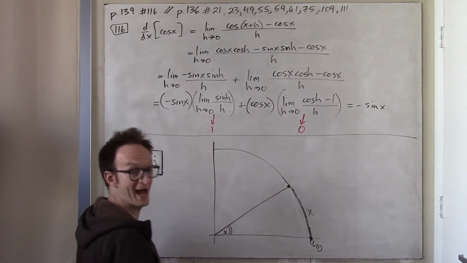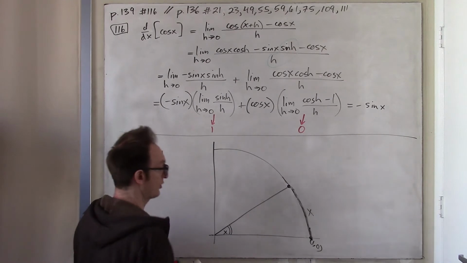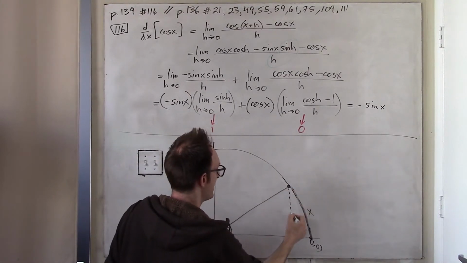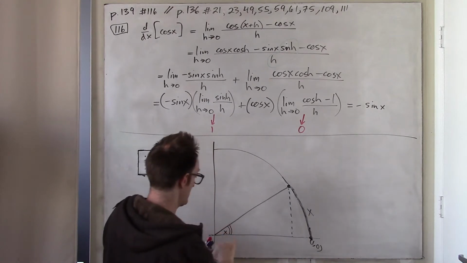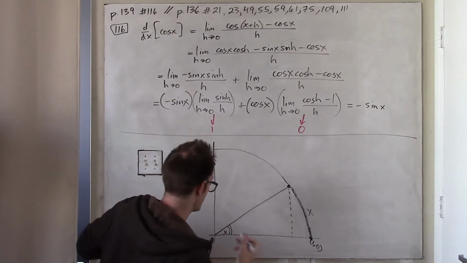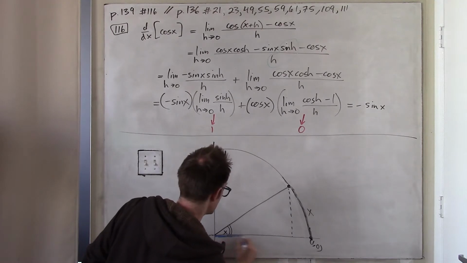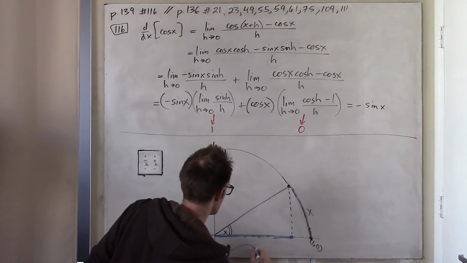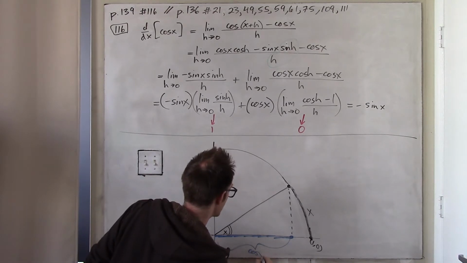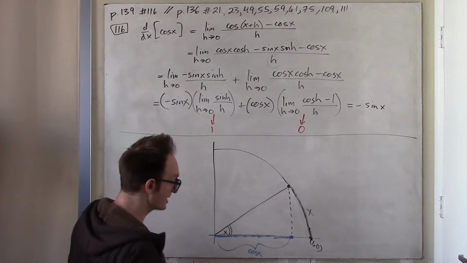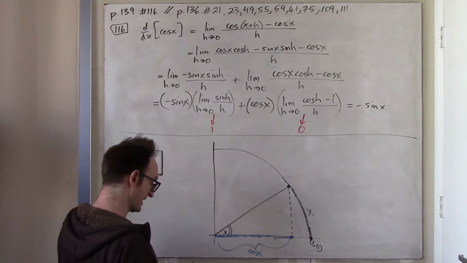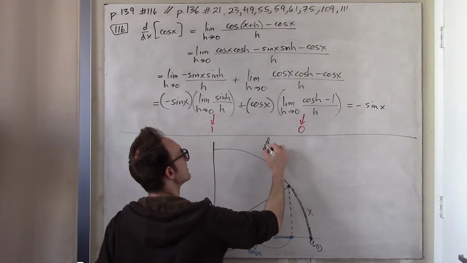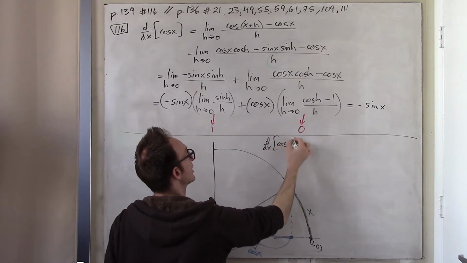And then of course, what's cosine? Well, I can drop a perpendicular down, and this blue thing here is cosine x. So maybe in blue here I'll say that, by definition, is cosine x. Okay, and now the question is, if I want to know what the derivative of cosine x is, maybe I'll write this up here.